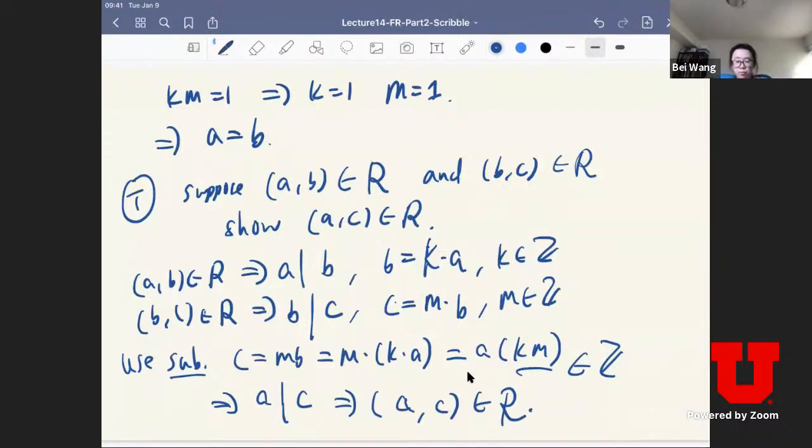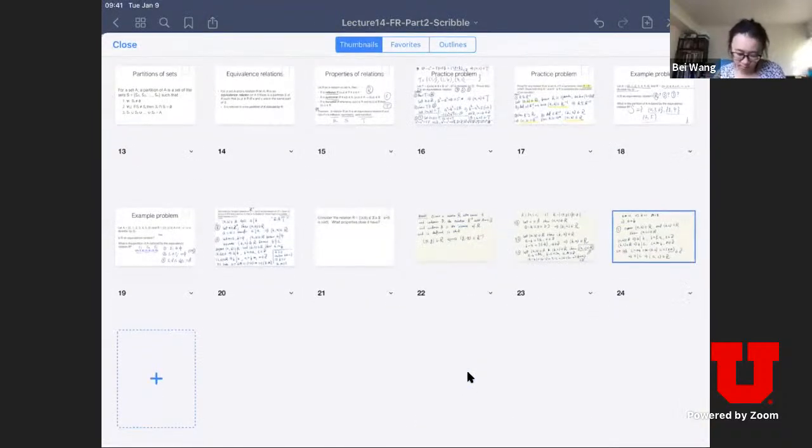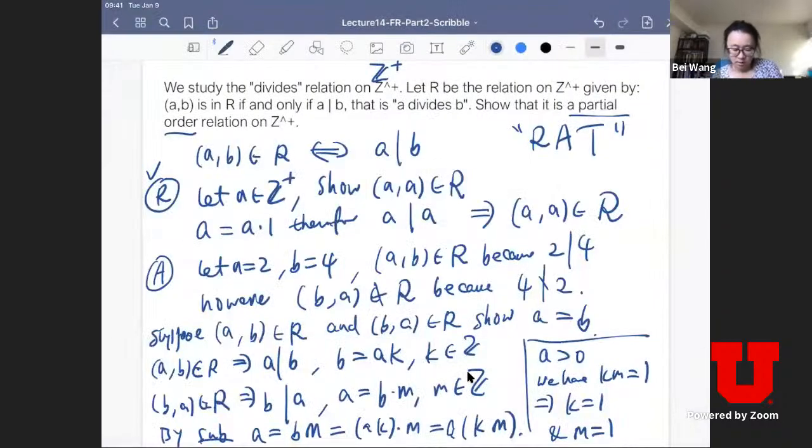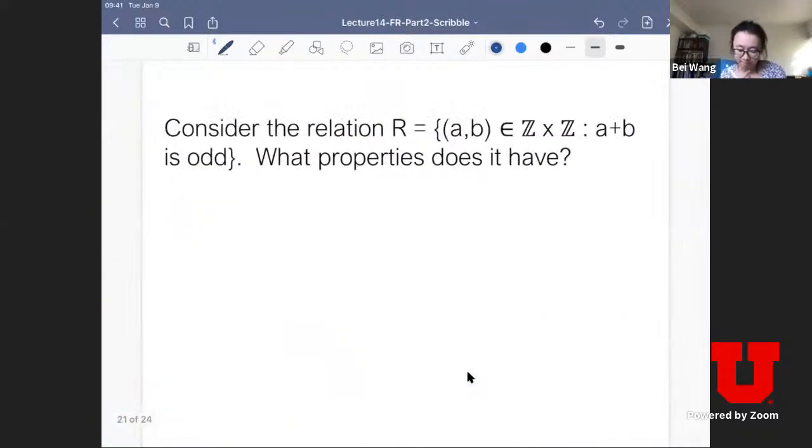So now I have shown this relation is reflexive, antisymmetric, and transitive. It means that this is a partial order, right? Okay.